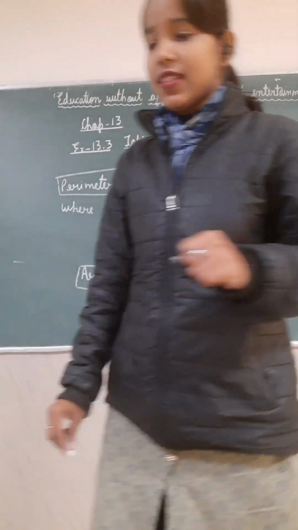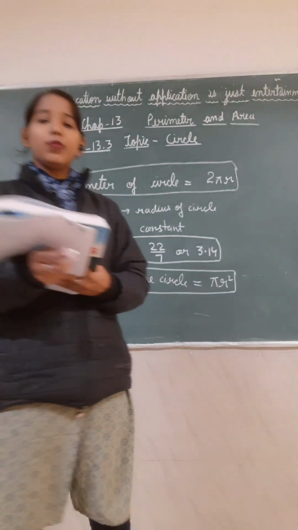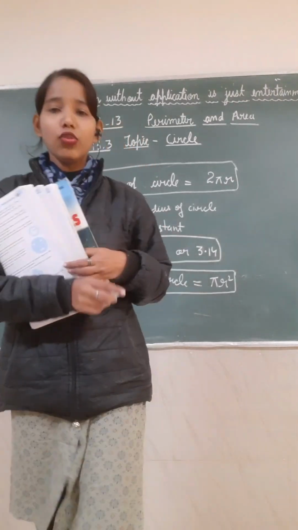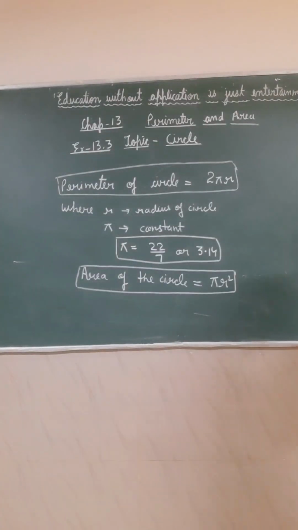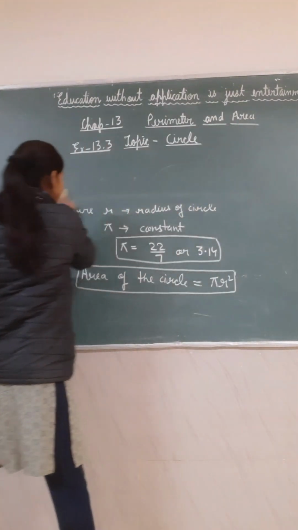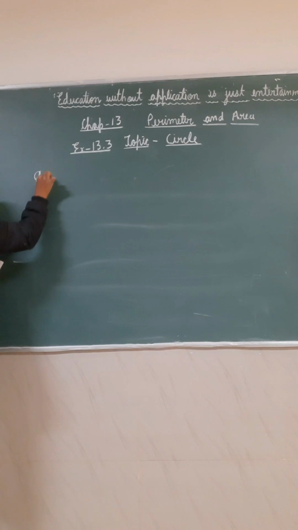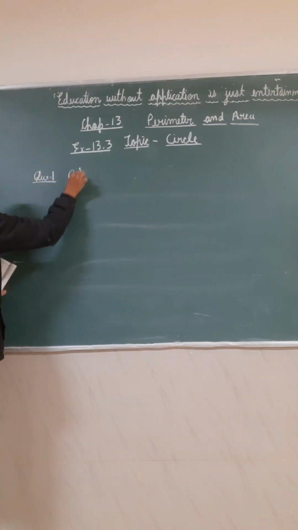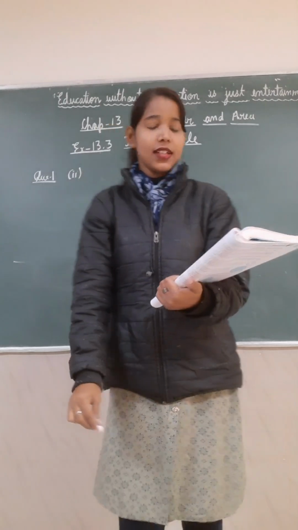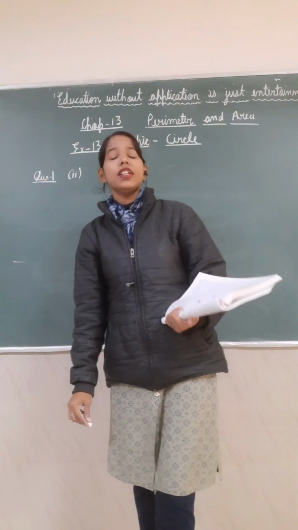So let's move on to the exercise. Exercise 13.3. Question number 1. Write down question number 1, part 2. Question number 1 is: find the circumference of the circles with the following radius. Okay, and the radius is 21 centimeter.